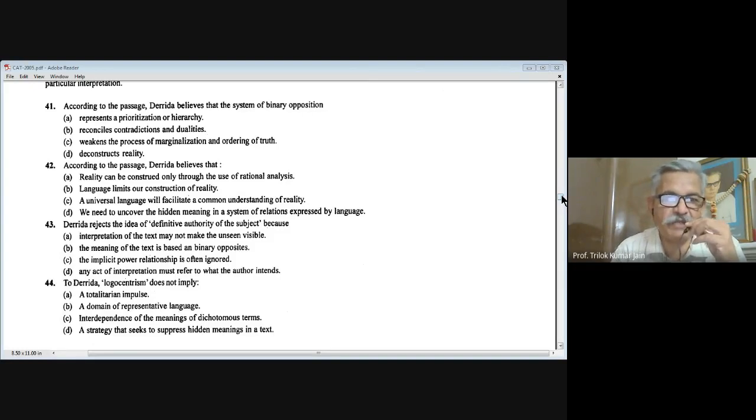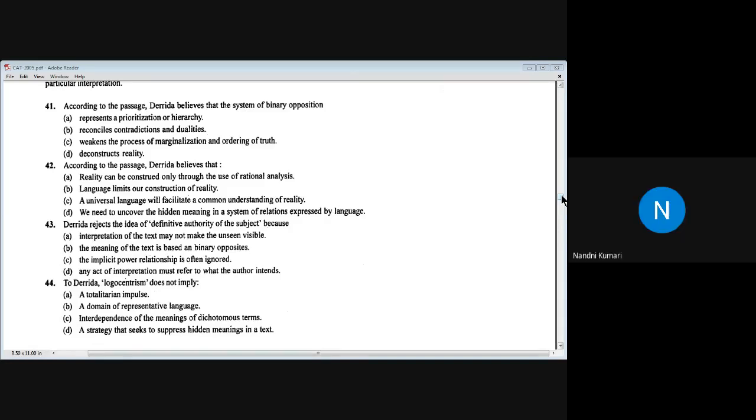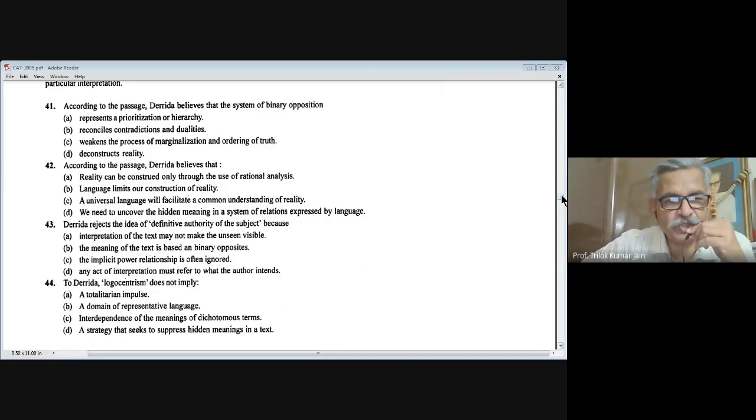First question: according to the passage, Derrida believes that the system of binary opposition... Next question: according to the passage, Derrida believes that reality can be constructed, something like that. So what is Derrida's thinking? That is the main point of the question. Third: Derrida rejects the idea of the infinite authority of the subject. And fourth, Sir: according to Derrida, logocentrism does not imply... Okay, now we read the passage.